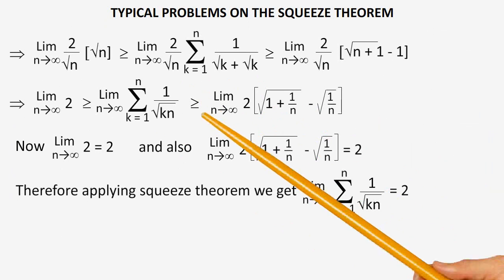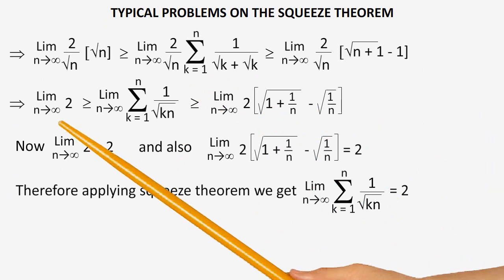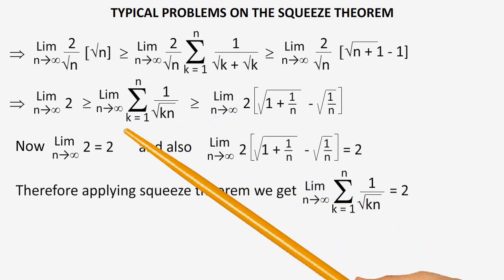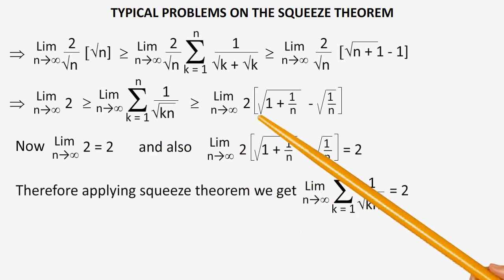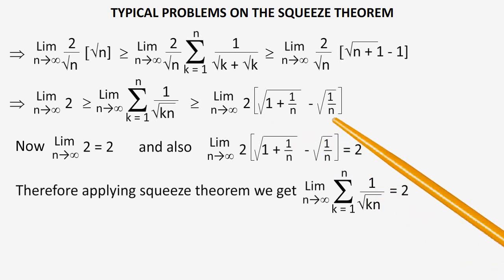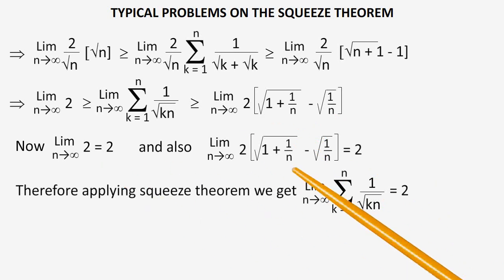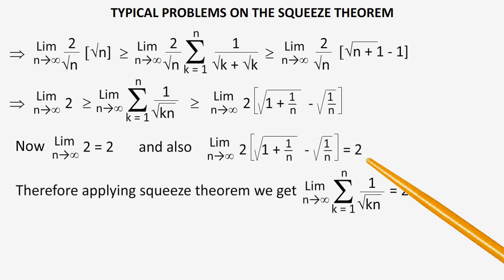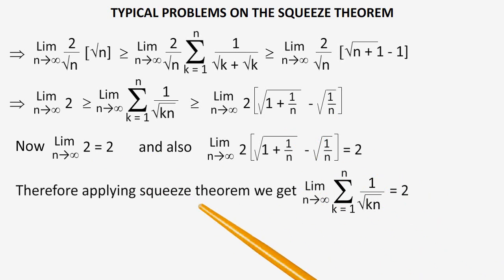We get the limit of 2 when n approaches infinity is greater than or equal to the limit of the sum of this series as n approaches infinity, which is greater than or equal to the limit of 2 times root over 1 plus 1 by n minus root over 1 by n. Now, because the value of these two limits is the same and equal to 2, we may apply the squeeze theorem to get the answer, which is 2.